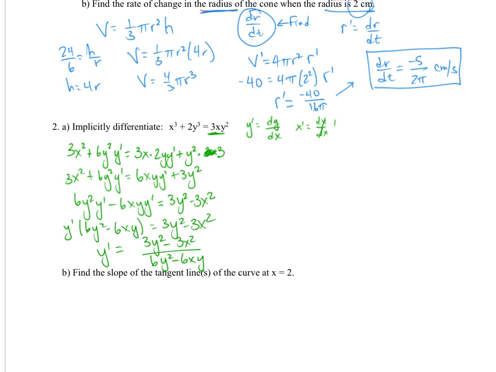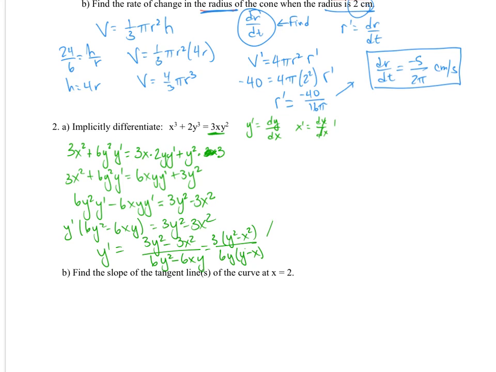Now let's see what we can do with this, if we can reduce it down at all. In this case I could take a 3 out of the top, and I'm left with y squared minus x squared over, I could take a 6 out of the bottom, and I'm going to take a y out, and I'm just left with y minus the x.